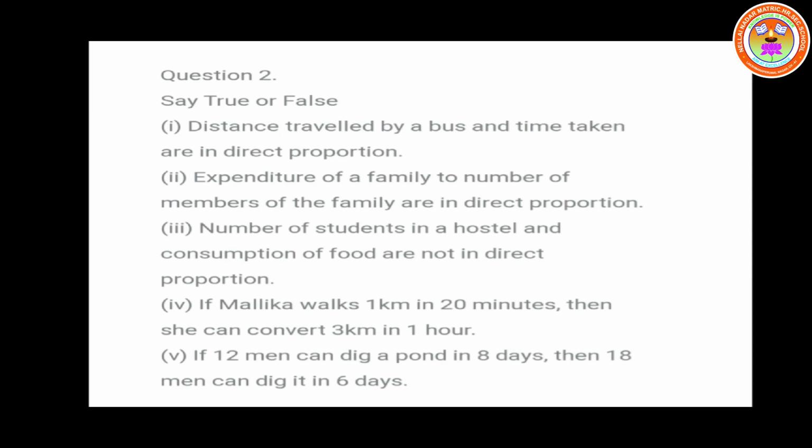Okay. Now subdivision 3. Number of students in a hostel and consumption of food are not in direct proportion. Is it true or false children? Yes, it is false. How are we saying it is false? Number of students in your hostel. If the number is increased, then automatically the consumption of food also will increase. If the number of students in the hostel decreases, then the consumption of food also will decrease. So both either increase or both decrease. So it is direct only. But in the question it is given not direct. So therefore it is false.